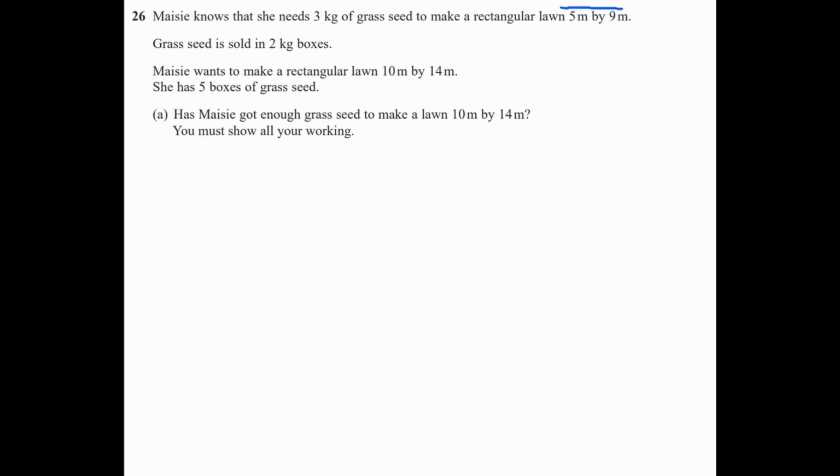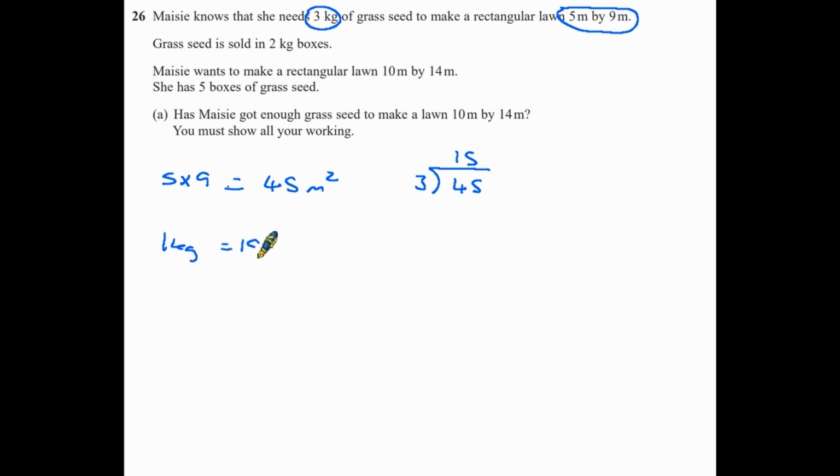Well, the first bit of information we have is this rectangular lawn is 9 meters by 5 meters. So 9 times 5, or 5 times 9, equals 45 meters squared. To cover that, we know that she needs 3 kilograms of grass seed. So if we take the 45 square meters and we divide that by 3, it means that 1 kilogram of grass seed equals 15 meters squared.